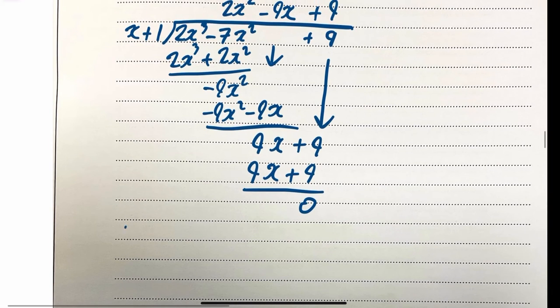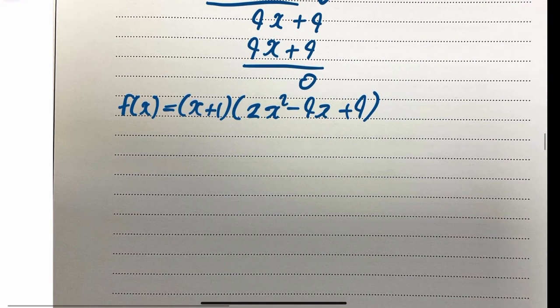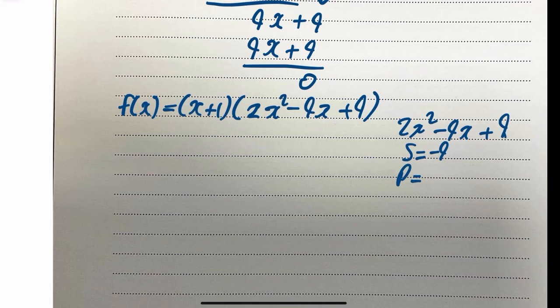Okay, what's our story so far then? You know your f of x is equal to x plus 1 times 2x squared minus 9x plus 9, and we want to see if this bit factorizes. So here, I'll just do this over to the side. We have 2x squared minus 9x plus 9. I'll just do my sum and product for this. My sum is minus 9. My product is 18, and my two numbers that work for this are minus 3 and minus 6, because minus 3 times minus 6 gives you 18, and minus 3 plus minus 6 gives you minus 9.